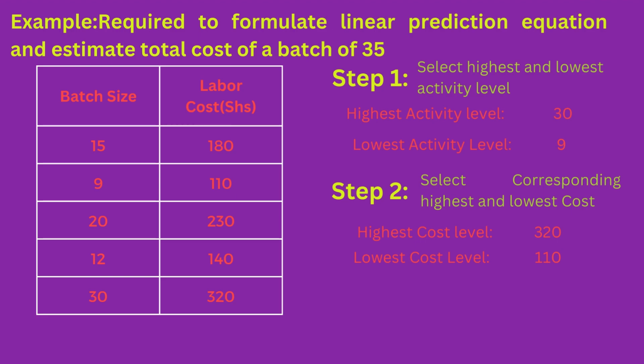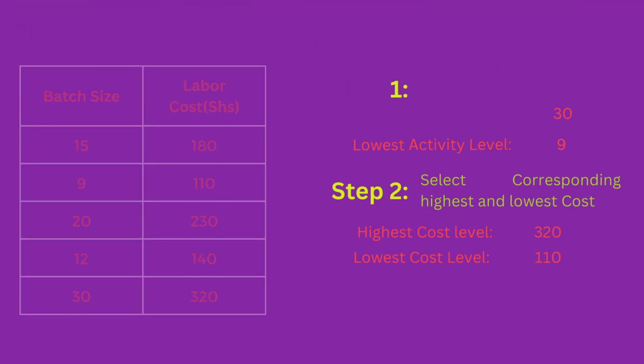After selecting the highest and lowest activity level, we go to step 2, which is to select the corresponding highest and lowest cost. For our first activity level, the highest activity level was 30, so the corresponding cost will be 320. For our second one, the lowest activity level, which was 9, we select the corresponding cost, which is 110.